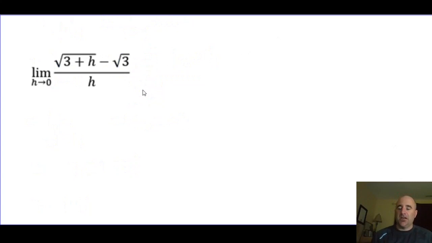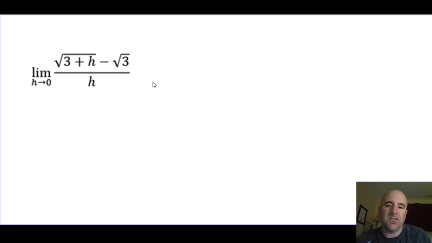Okay, for the next example, another limit in indeterminate form. If you sub in h equals 0, you will clearly get root 3 minus root 3, 0 over 0. So we need a different strategy. These types are common to see as well. What we can do here is called rationalizing the numerator.